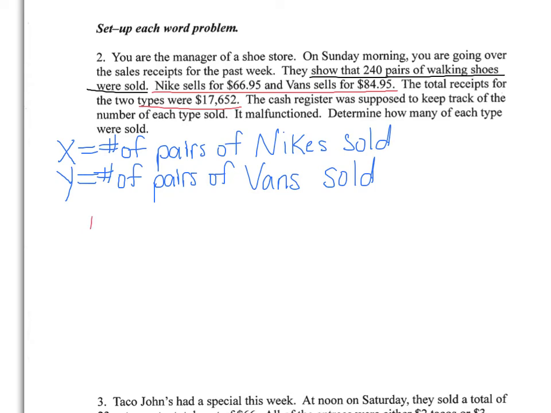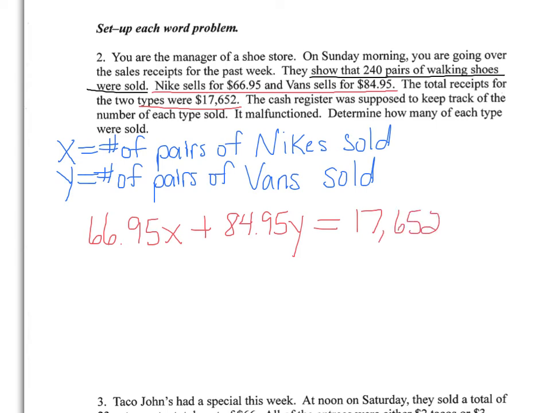So I bring in $66.95 every time I sell a pair of Nikes, so that's x, plus I bring in $84.95 every time I sell a pair of Vans, equals the total, $17,652. So I have money, money, and money. $66.95 is money, $84.95 is money, $17,652 is money.